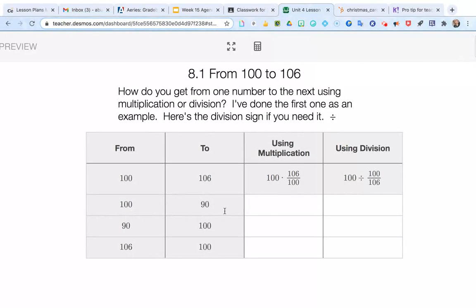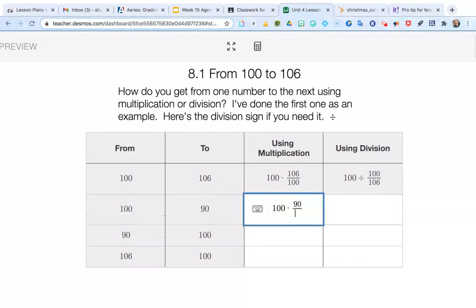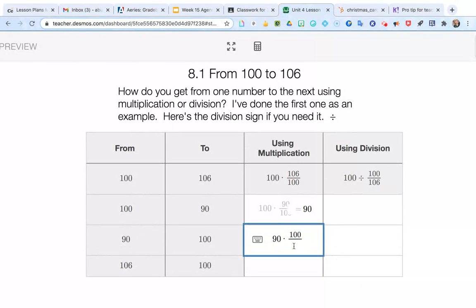So let's do one. So 100 times 90 gives me 9,000. Well, I want to get from 100 to just 90. So I need to divide 90 by 100. So notice these will cancel out, so I'll be left with 90. 90 times 100. How do I get rid of the 90? Well, I just put 90 on the bottom. So these two will cancel out, and so I'll be left with 100.